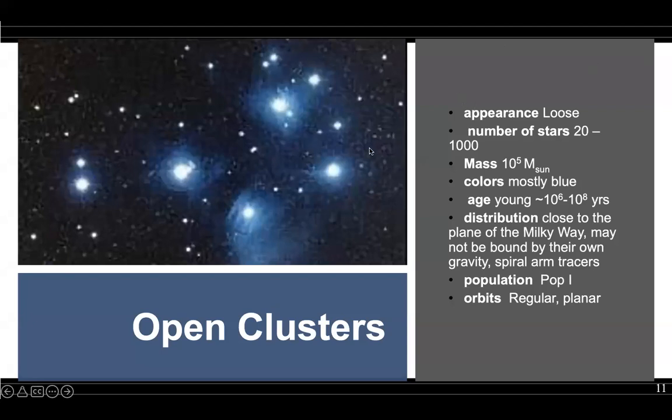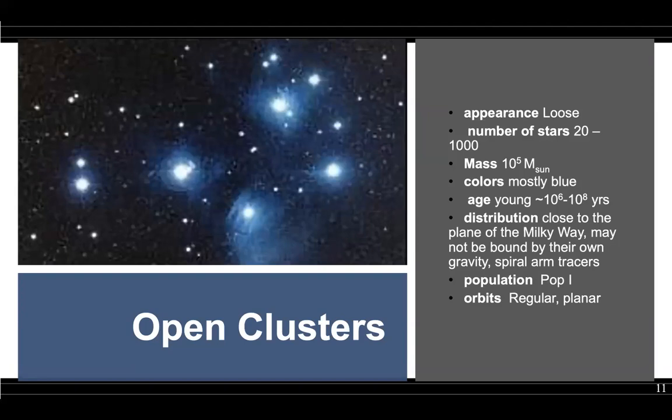So what we see is that open clusters have a loose appearance. They are not as compact as the globulars. The number of stars can be in tens, 20, 50, and so on, up to thousands of stars. And the masses of these clusters are about 10 to the power of 5 solar masses. The color is mostly blue, indicating these are massive stars, and hence you have the blue color.